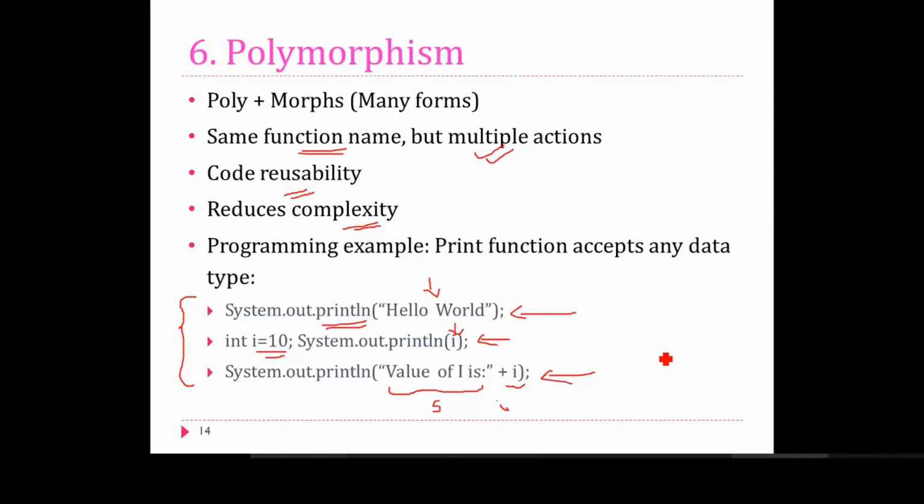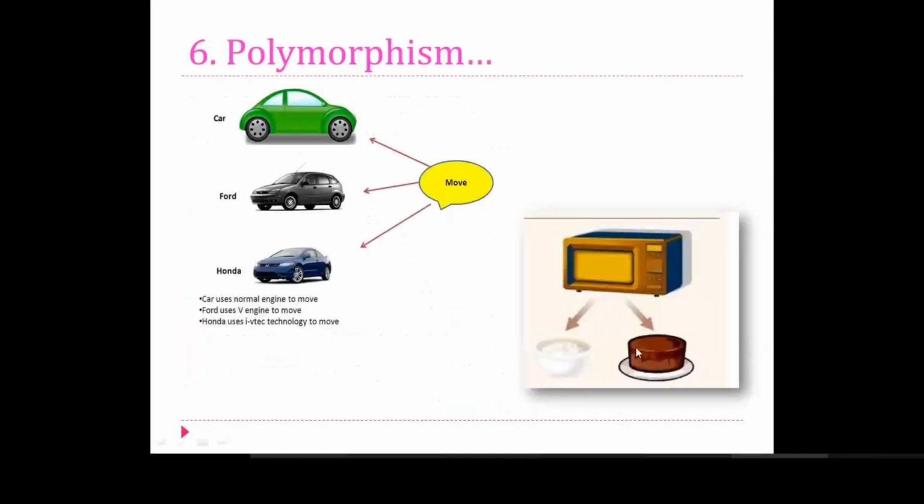Okay, so real-time examples are present over here. Imagine three objects are there: car, Ford, and Honda. In all the automated vehicles, I can use a function called move. That's all. So what happens over here? The name of the function is the same, which is move. For the first instance, it is moving an Alto car, in the second it is moving a Ford car, and in the third instance it is moving a Honda car. So this is a real-time example.